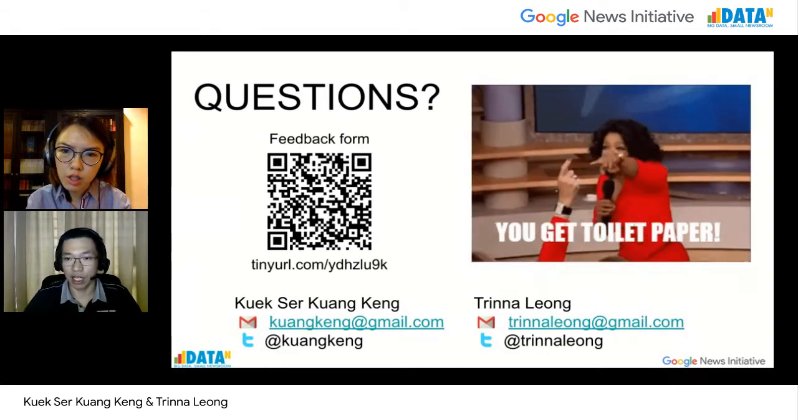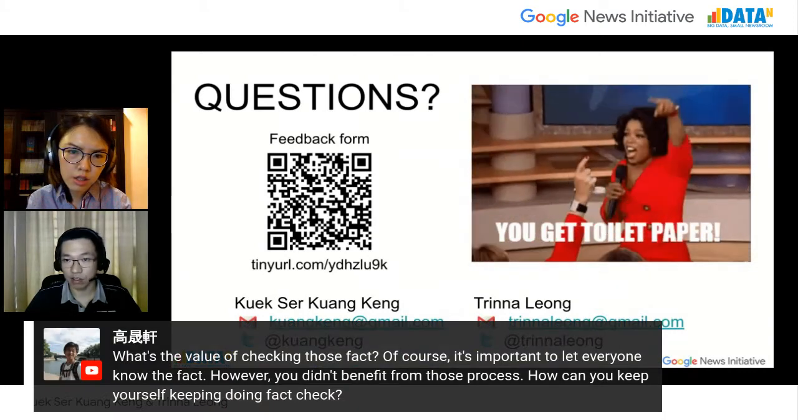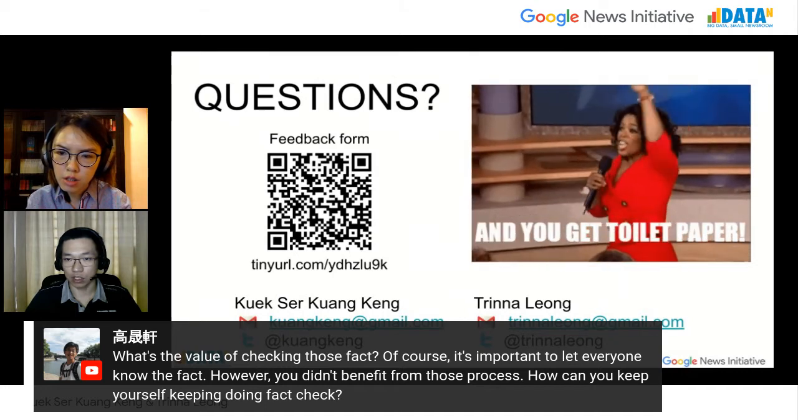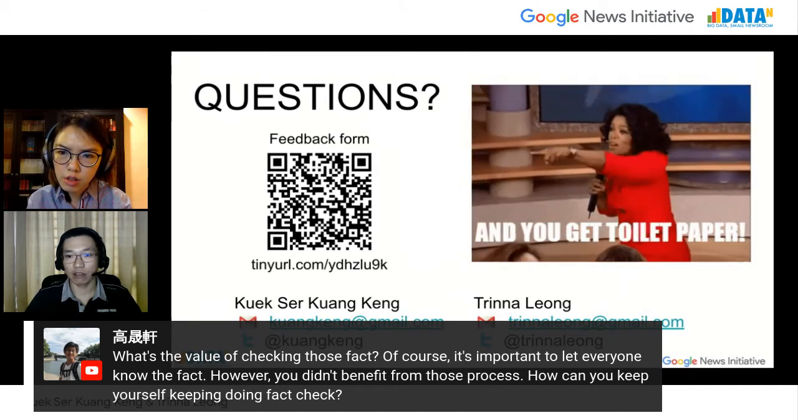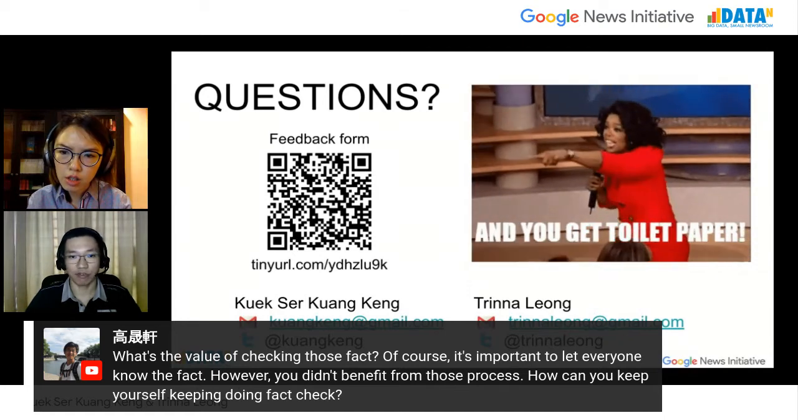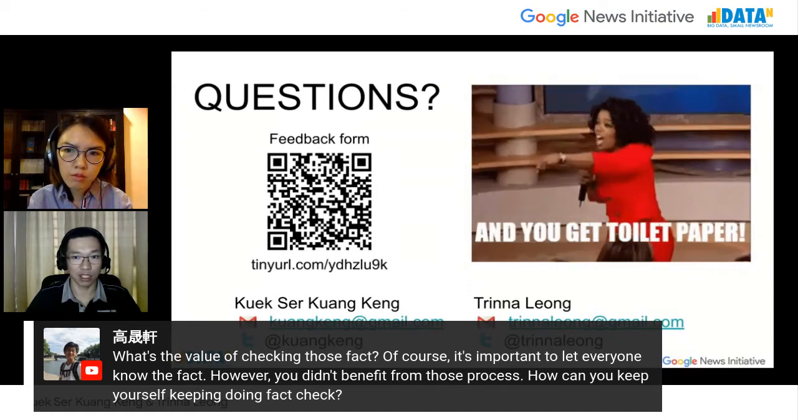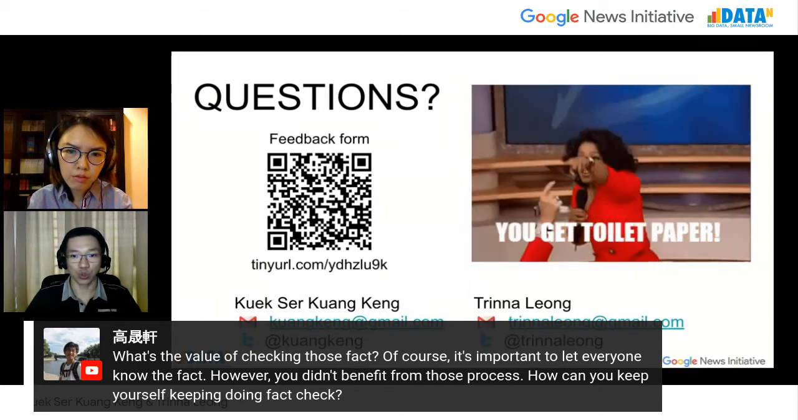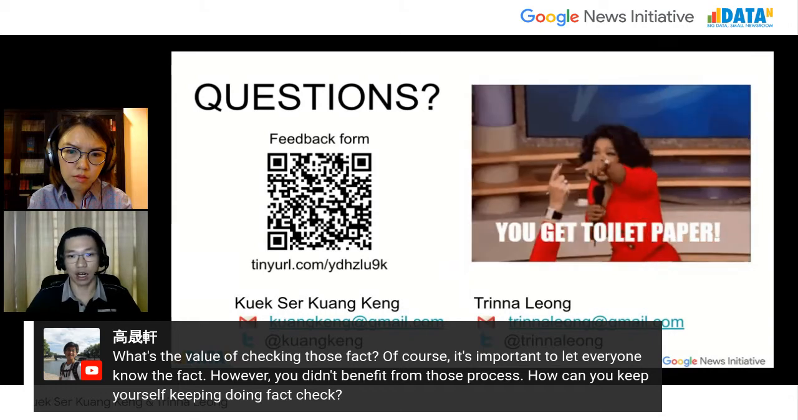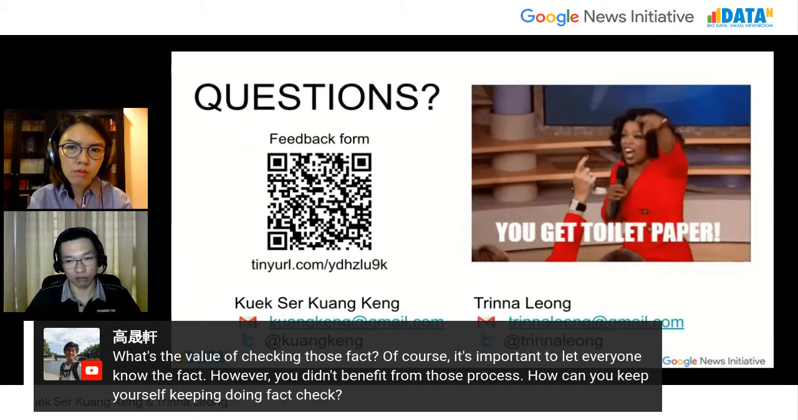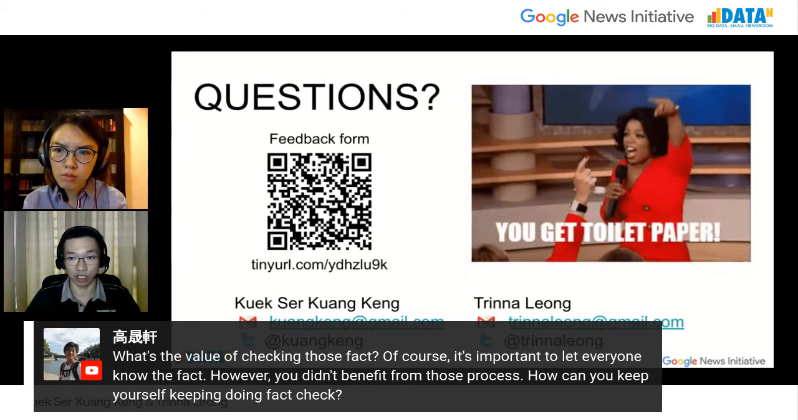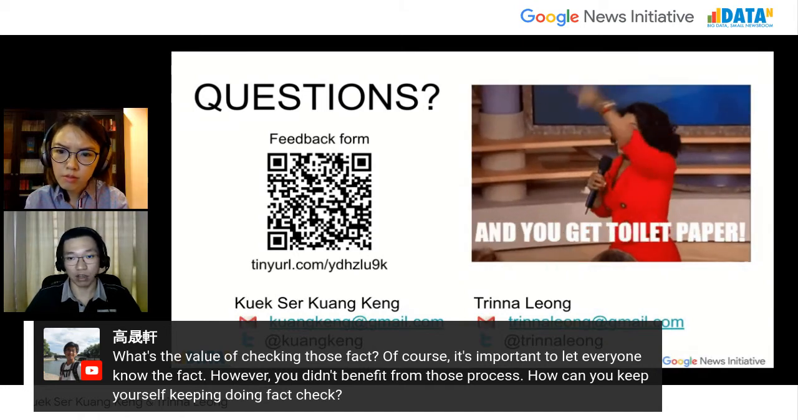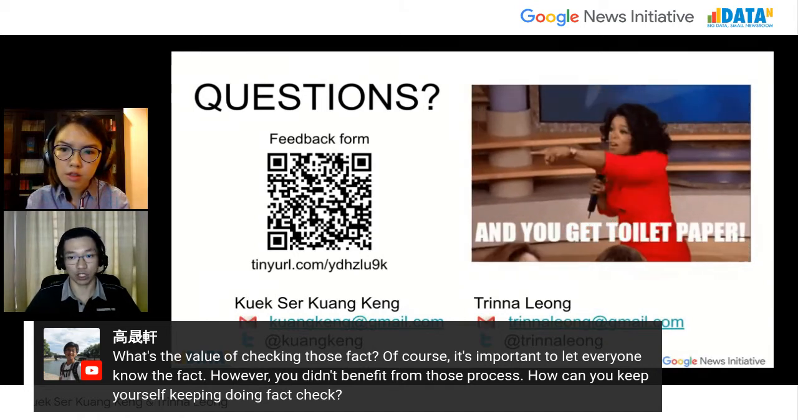What's the value of checking those facts? You didn't benefit from those processes, so how can you keep doing fact checks? Well, if you are a journalist, fact checking is part of our responsibility. If you are a news organization, as journalists, our duty is to inform the public so that they are well informed and can make the best decisions for themselves. So fact checking is a very important part of our job in journalism.